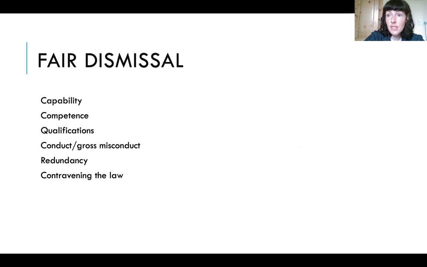So there are reasons that you can be fairly dismissed. All dismissals aren't unfair. So these fair dismissals are set out in the Act. Capability is one, and that is that you're no longer capable of doing your employment. Competence, you're no longer competent. Your performance often would be examined here. Qualifications, sometimes this can happen, and that qualification requirements change for a job.